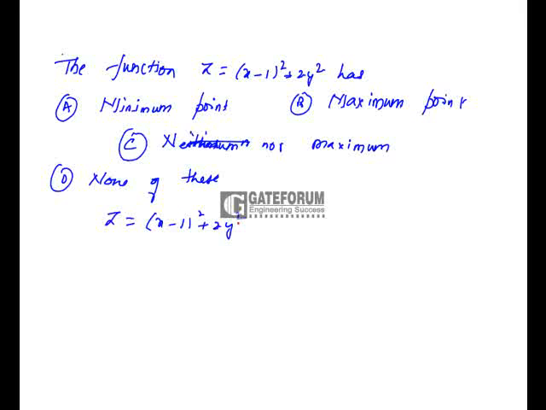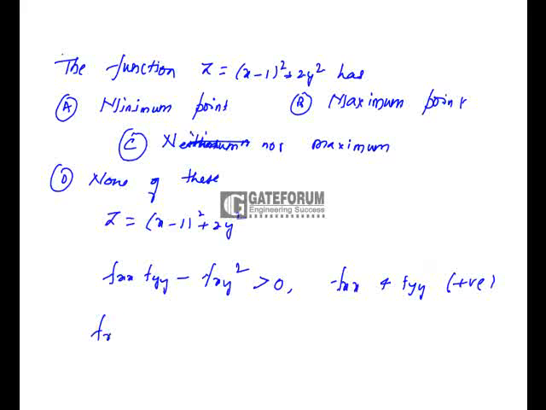Given function is z is equals to x minus 1 whole square plus 2y square. We have to check whether the function attains maximum point, minimum point, or neither minimum nor maximum, which is saddle point. In order to check this, let us see some property: fxx fyy minus fxy whole square. If this is greater than 0 and also if fxx and fyy are both positive, then any function will attain minimum.